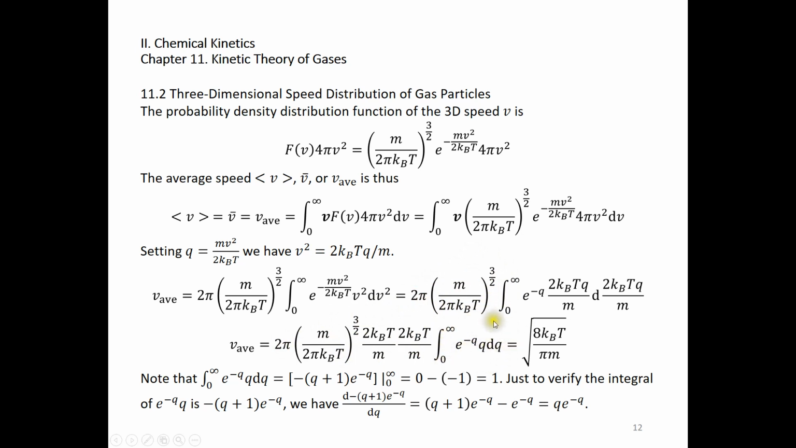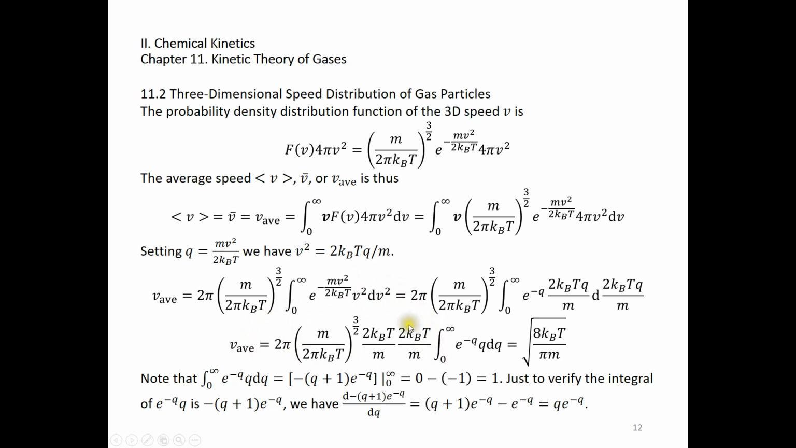Alright, and then we have a very simple integral right here. It's just e to the power of negative q times q. You can do this by hand if you're good at calculus. Mostly you just need to move this into this d and then use the product rule. But now I'm going to just give you the expression of this integral. It's this. Plug in 0 and infinity, the result is 1. So this integral is just 1. And then we combine all other terms.